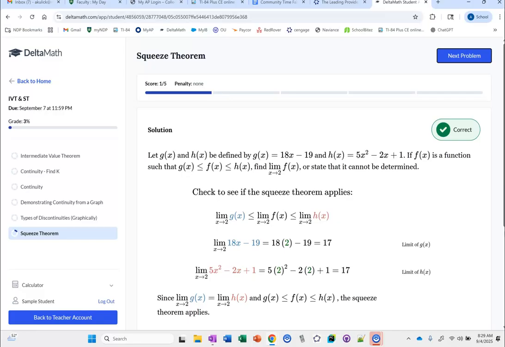The squeeze theorem only applies if the limit of the upper and the limit of the lower are equal. If they match, then you can use the squeeze theorem to say the limit of the inner function is the same. If they don't match, the squeeze theorem doesn't apply because it doesn't meet the conditions you need in order to use it. So you can't say anything about that limit.